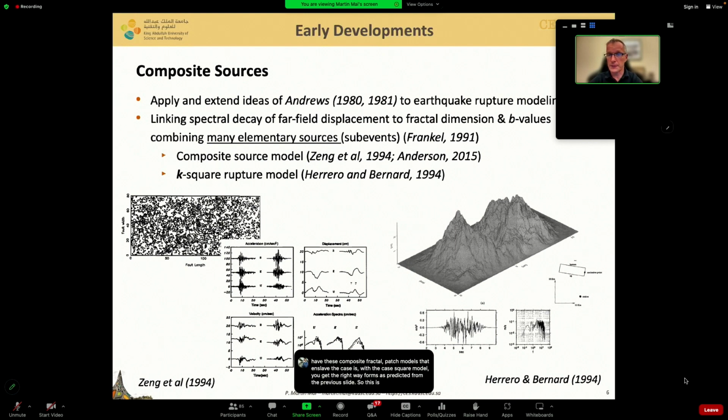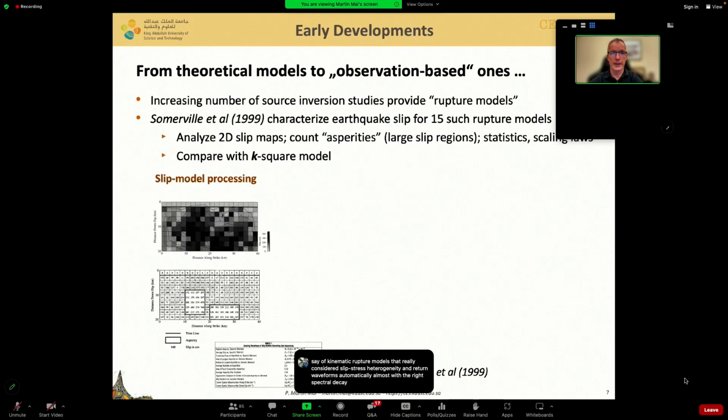So this is the first set, I would say, of kinematic rupture models that really considered slip and stress heterogeneity, and returned waveforms automatically almost with the right spectral decay. Okay, so now I take a step in a different direction. The previous slides really showed theoretical models, and now I want to focus more on observation-based ones.